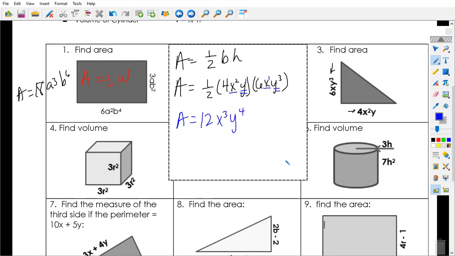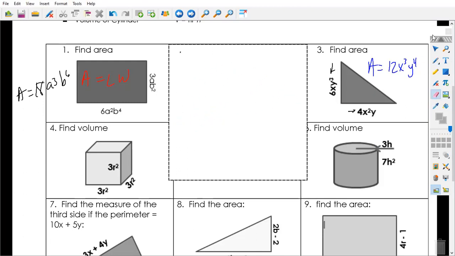Wait, you said we multiplied the half by 2? We multiplied the 4 by 1/2. What's 1/2 of 4? 2. What's 2 times 6? 12. A 1/2 times 4 means 4 divided by 2, which is 2. Okay, I understand it now. Good? All right, so with me?